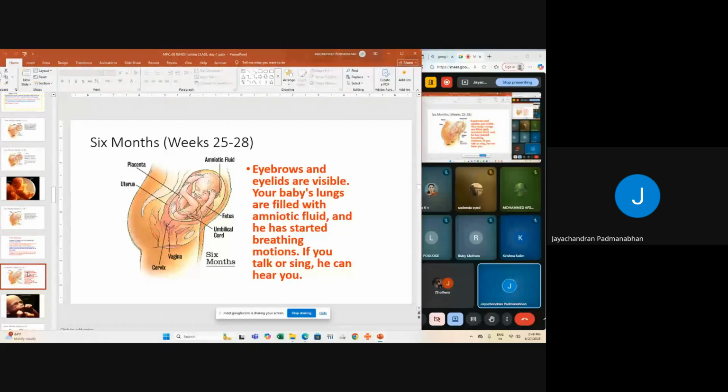So 6 months, eyebrows and eyelids are visible. Your baby's lungs are filled with amniotic fluid and has started breathing motions. That is why the child is getting taste also from this.